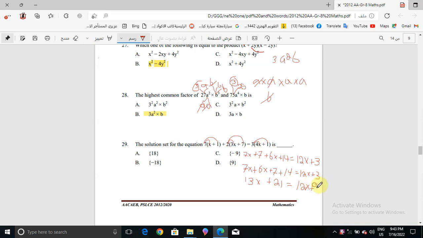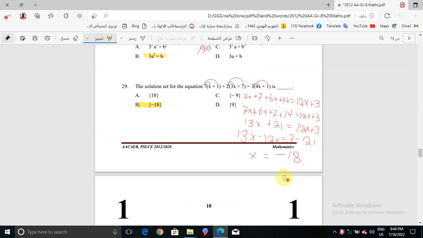plus 3. Then shift 12x with 13x and 21 with 3 to collect the like terms together. So that means here 13x minus 12x is equal to 3 minus 21. Then here we will get only x is equal to negative 18. So that means the correct answer for question number 29 will be negative 18, which is in choice B.